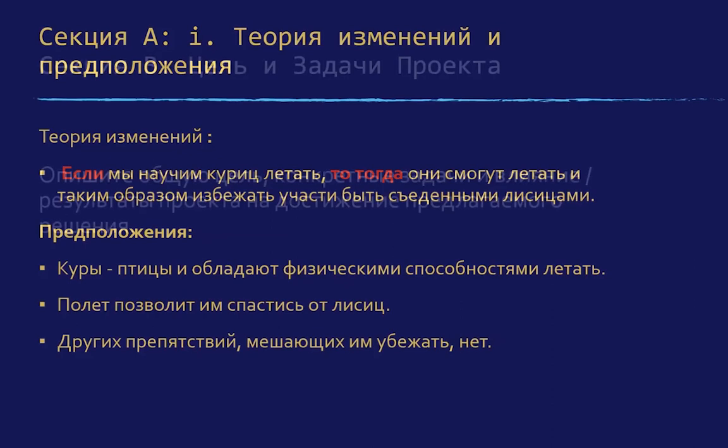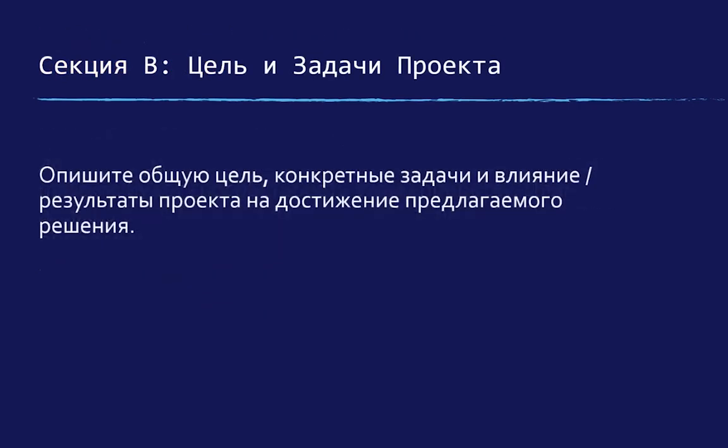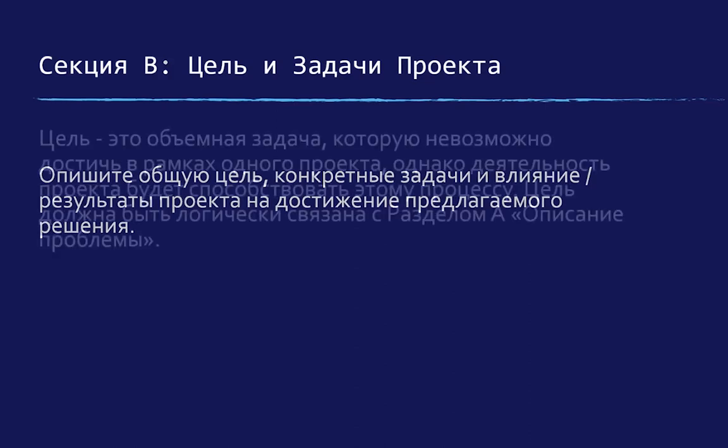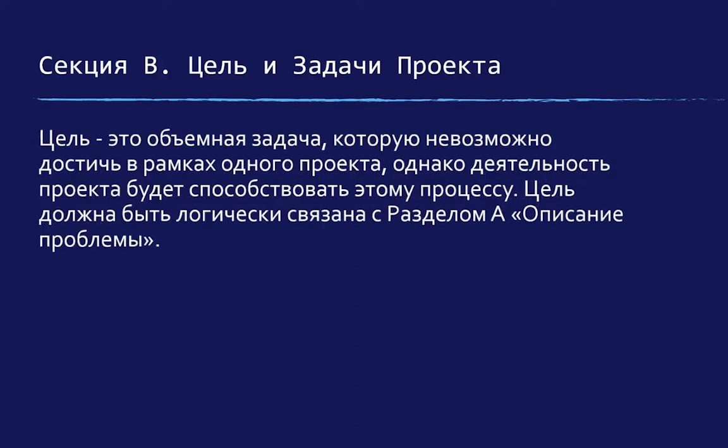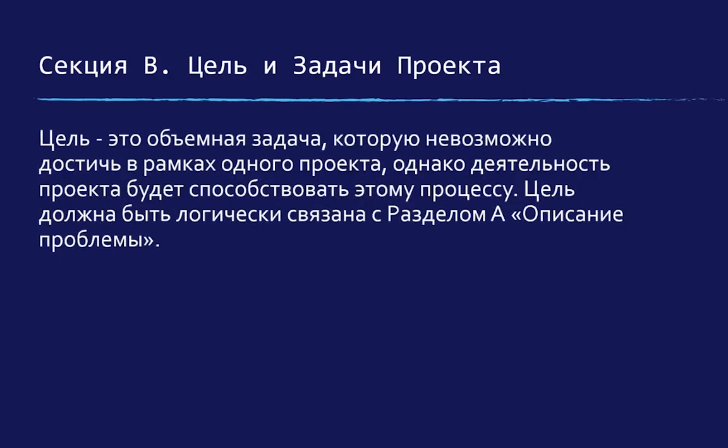So, go on. Then we have the purpose and objective of the project. It describes the overall purpose, specific objectives, and impact results of the project, so achieving the proposed solution. As I said before, think of your objectives and your purpose as mini goals, and the purpose is the long-term goal.